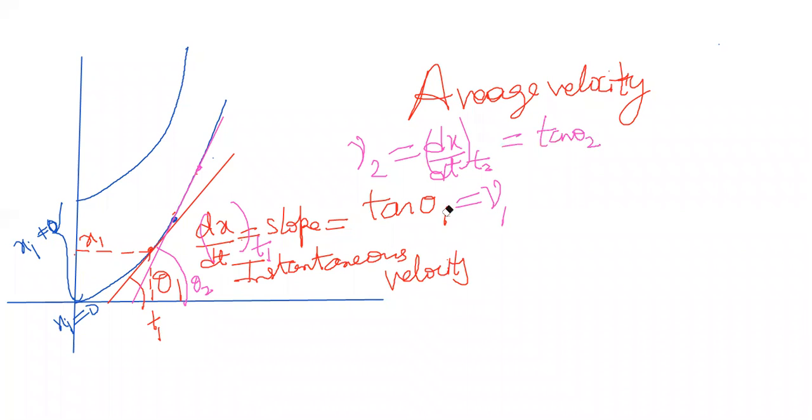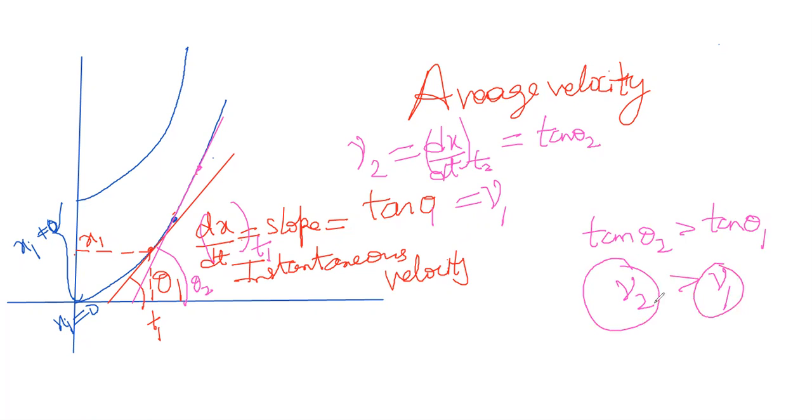Did you get this difference? Tan theta 1 is different from tan theta 2, because tan theta 2 is greater than tan theta 1. That is because V2 is greater than V1. This is the instantaneous velocity at T2. This is the instantaneous velocity at T1. Is it understood? Now we will go to the concept of average velocity.